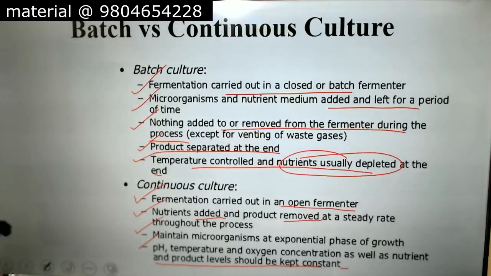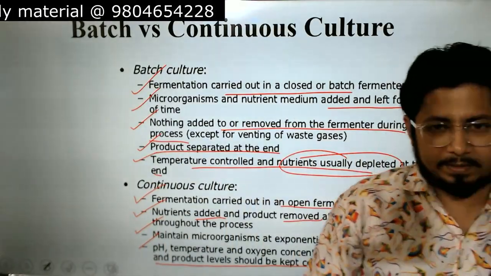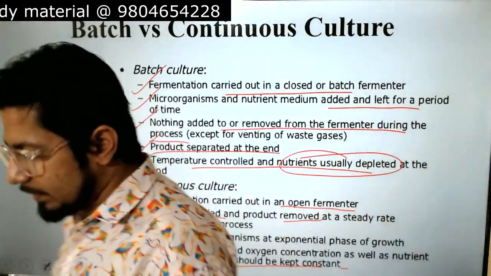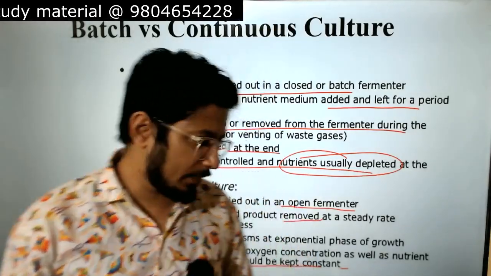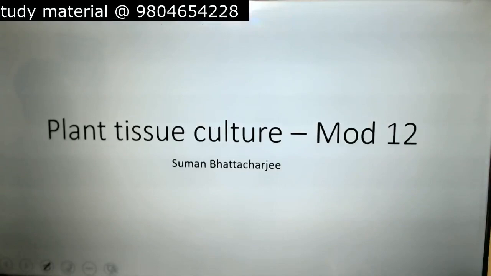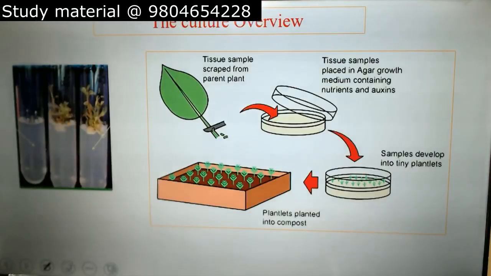So that concludes our understanding of different types of fermentation process. Okay, batch, fed batch and continuous. What is the similarity, what is the difference between batch, fed batch and between batch and continuous. Now we are going to talk about the third topic of unit 12, and that is plant tissue culture.